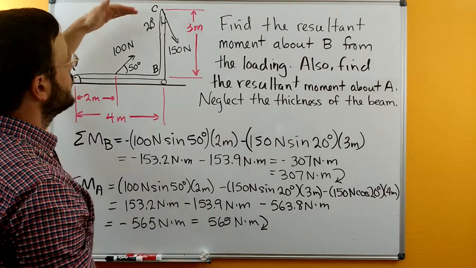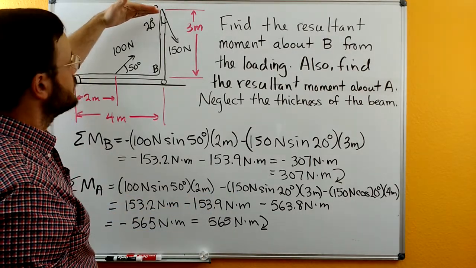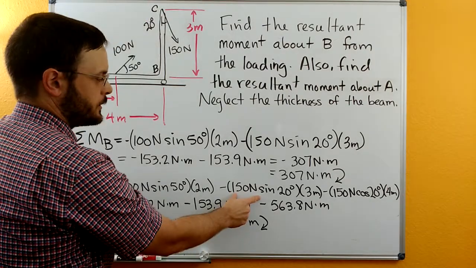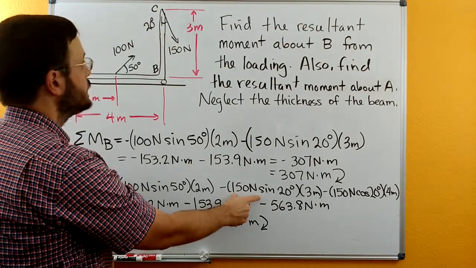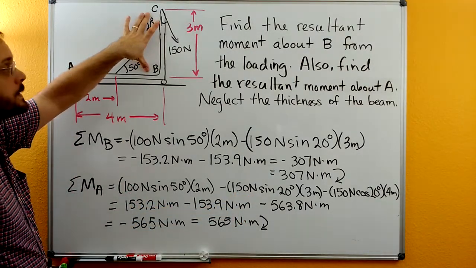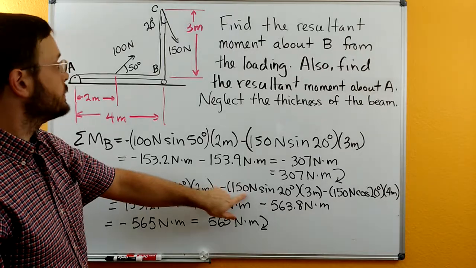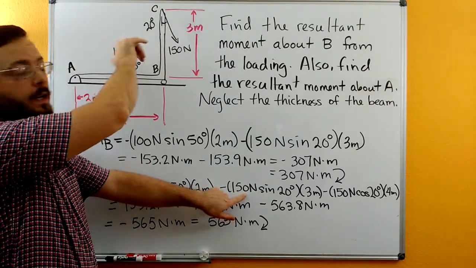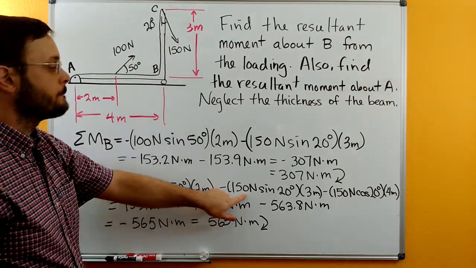Over here, looking at the 150 Newton force, the x component is our 150 newtons sine 20. It's still separated by the same 3 meters of vertical distance, so that term winds up being the same, and the x component still produces a negative moment about A.